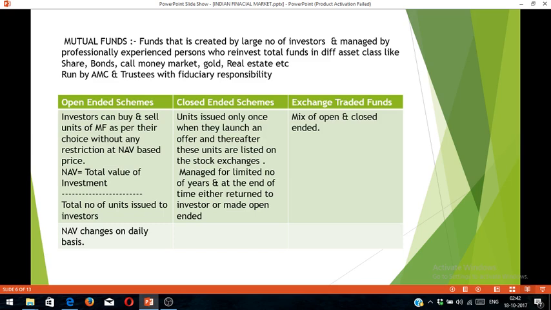In open-ended schemes, an investor can buy and sell units of a mutual fund as per their choice, without any restriction, based on the net asset value price. Suppose today you are getting a salary of 50,000. Out of the 50,000, you estimate that 25,000 will go to expenses, and the remaining 25,000 you can save. So what will you do with that 25,000?